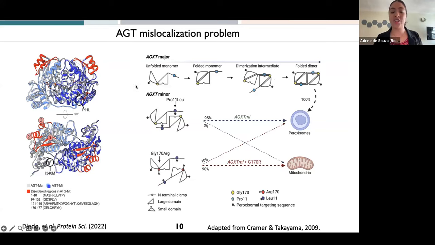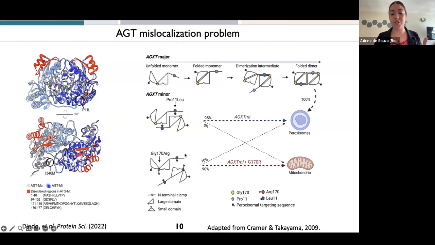And what happens is the wild type protein just folds, dimerizes, and goes 100% where it's supposed to go. But the minor allele mutation actually makes a very weak mitochondrial targeting sequence. So this protein ends up going 5% to the mitochondria and also has some loss of function. And this doesn't necessarily cause disease, but other mutations that coexist with the minor allele do.